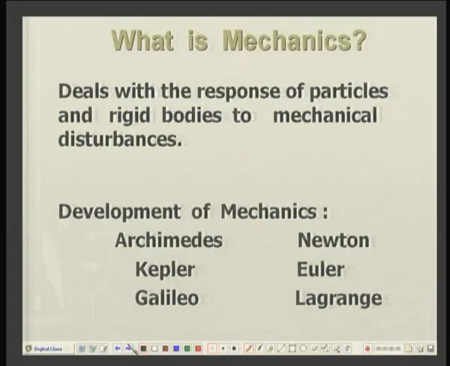Mechanics is a branch of engineering science or physical sciences which deals with the response of particles and rigid bodies to mechanical disturbances. Here I would like to distinguish mechanical disturbances from other types of disturbances like chemical or thermal or electrical disturbances. Mechanical disturbances in our context mean forces, moments, displacement. So, in this subject on mechanics, we will discuss how forces or moments can influence the response of different types of bodies.